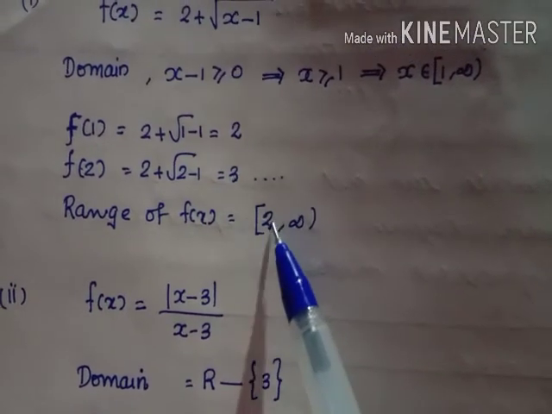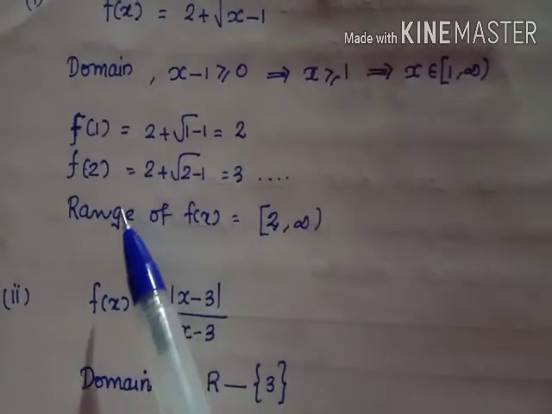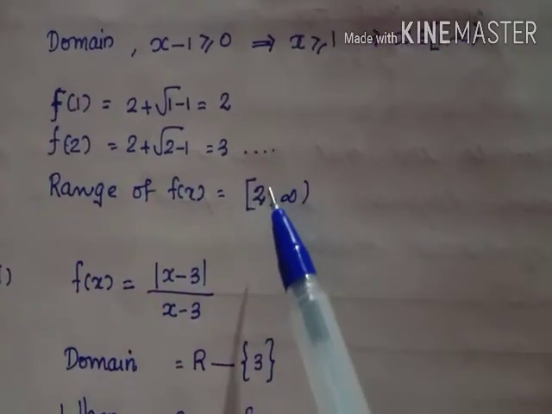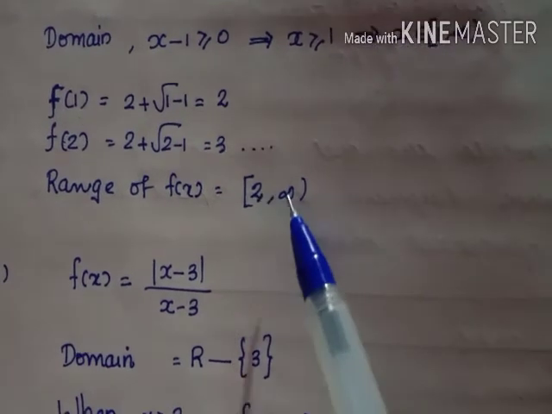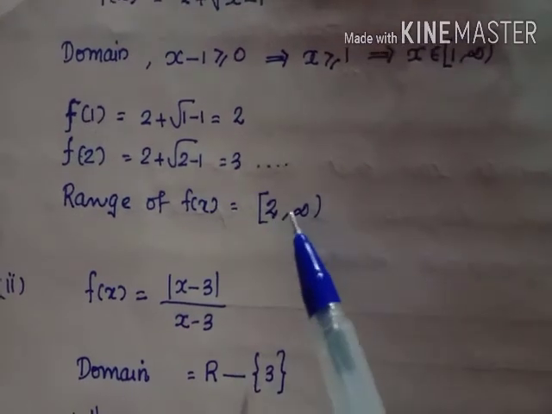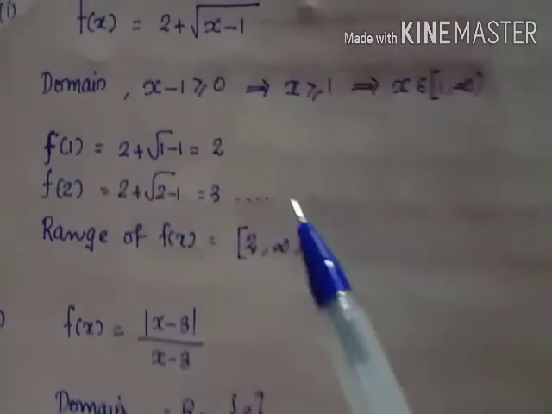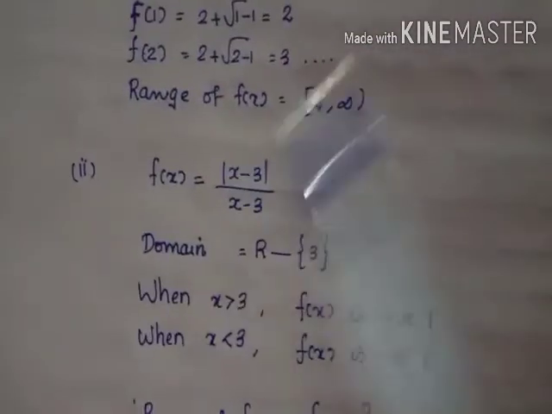Then the maximum value is infinity, and therefore in this case the range of the function is the semi-closed interval 2 to infinity, closed at 2. Now see another question.